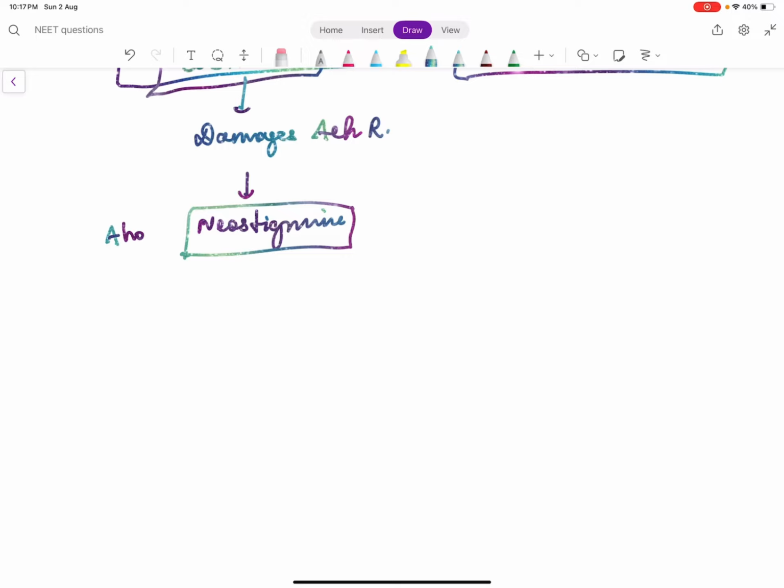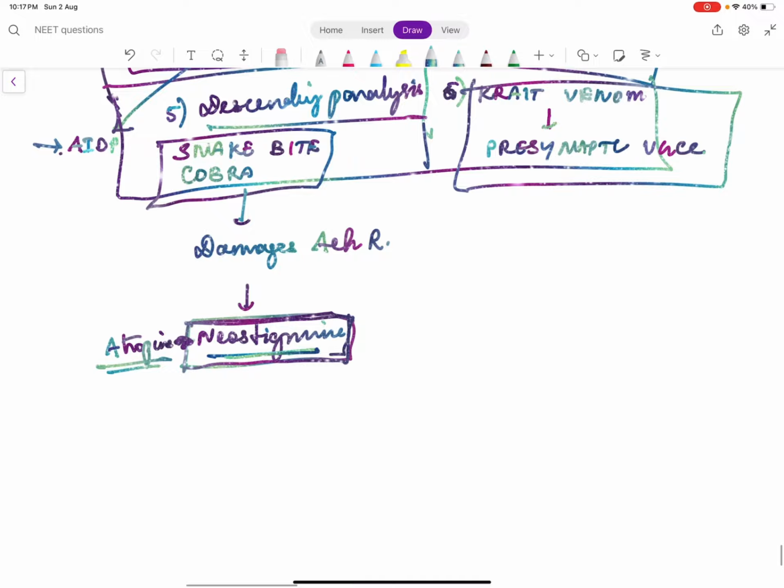We give atropine to counteract the increased acetylcholine. So atropine and neostigmine is one treatment option in cobra bite. Neostigmine has the therapeutic role, as a cholinesterase inhibitor, to increase acetylcholine to overcome the damaged acetylcholine receptor. We give atropine to counteract the excess acetylcholine, because excess acetylcholine causes cholinergic activity. Atropine is an anticholinergic. Whereas neostigmine has no role in krait venom, because krait inhibits the presynaptic activity. There is no point in giving excess acetylcholine, because already acetylcholine is in excess. So there is no role of neostigmine.